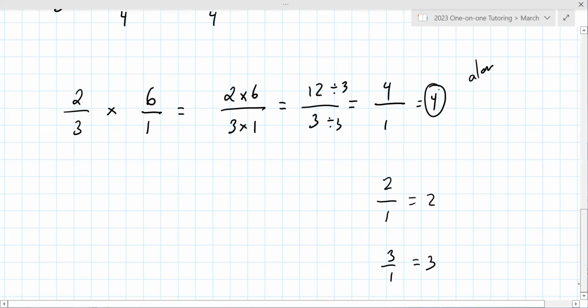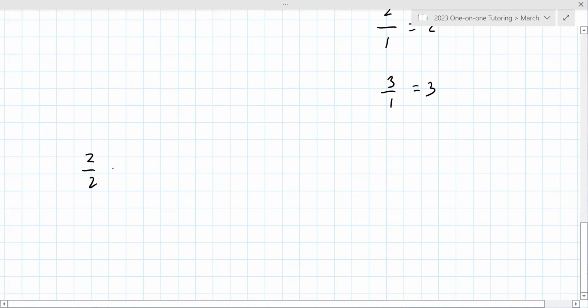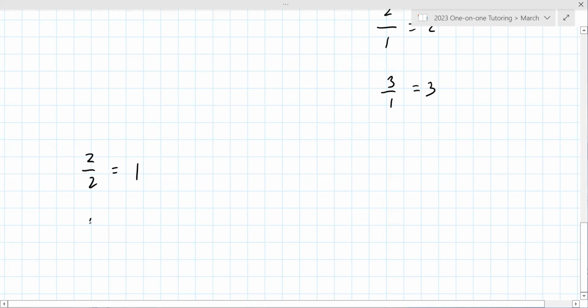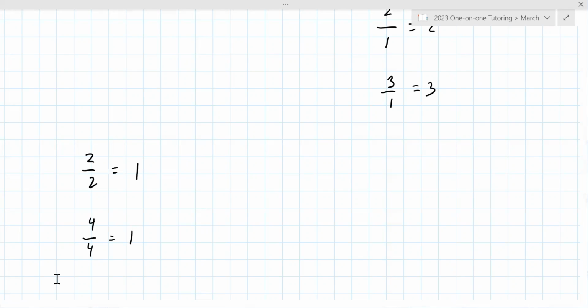So that's a good question. 2 divided by 2 is 1, because they're the same number on the top and the bottom. So if I can reduce it, I do that. But what if I can't reduce? I just leave it like that, like 2 over 2? Well, if it's the same number on the top and the bottom, you can reduce it to 1. So you're asking me different questions, like 4 divided by 4 is also 1, because they're the same number in the top and the bottom.